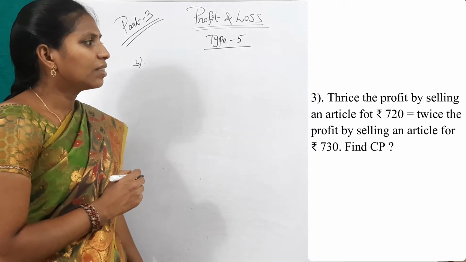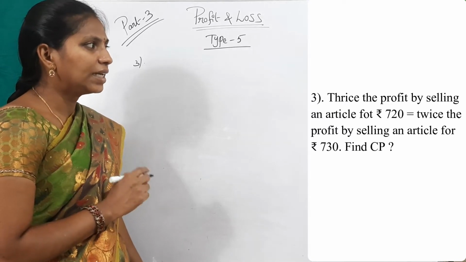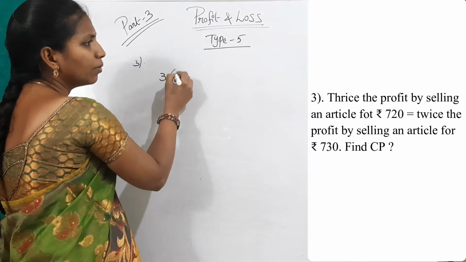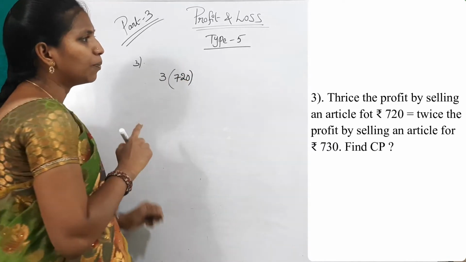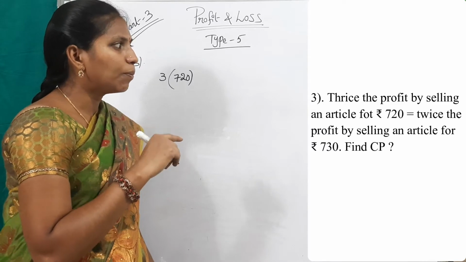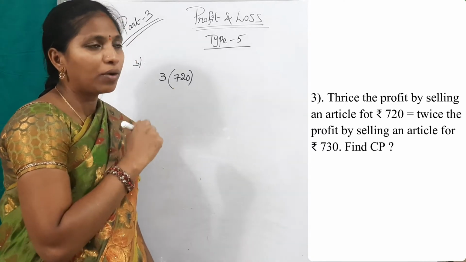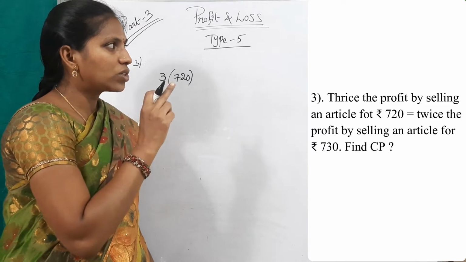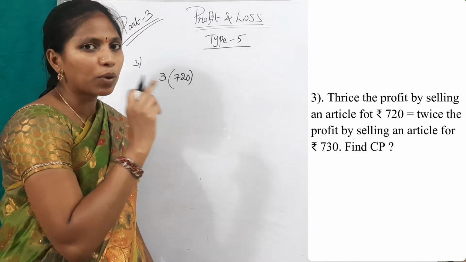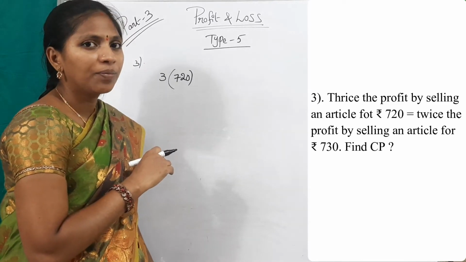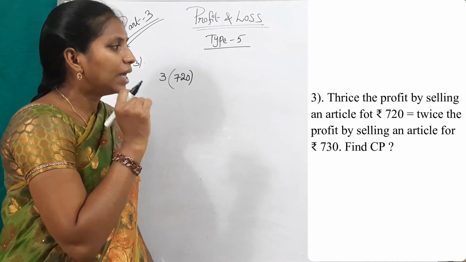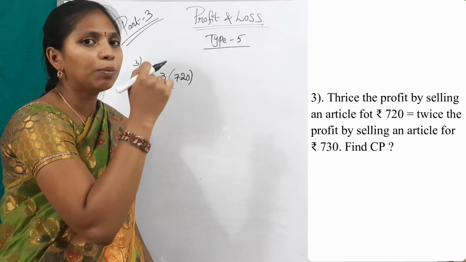Now see third question. Thrice the profit by selling an article for 720 equal to twice the profit. Here see, profit again profit. Very important. In first question there is a profit and there is a loss. And in second question also there is a profit and a loss. That's why I used a plus symbol in between values. But in third question there is a profit and profit.